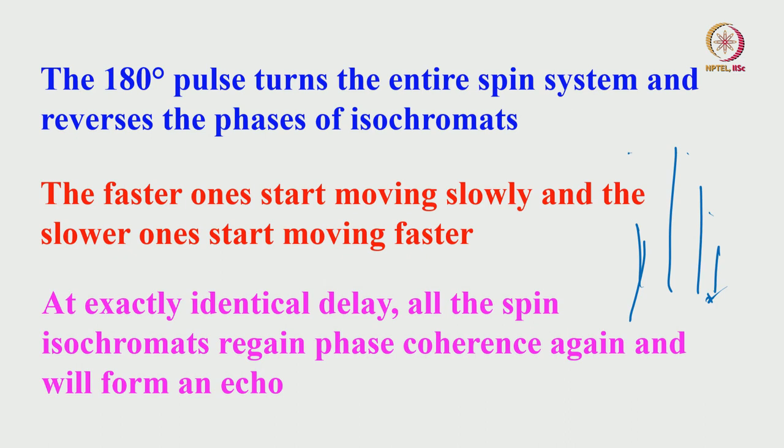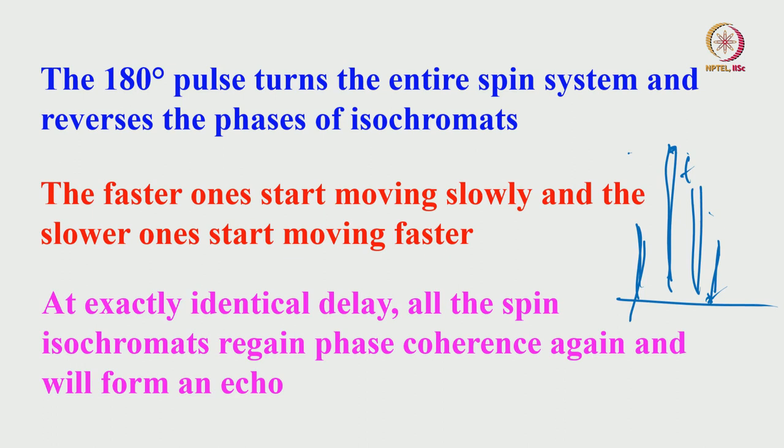Ask them to continue running back with the same speed. Because their speed will be identical, this fellow moved this much in time T, and after time T, when he is asked to come back, in the same time T he will come back here. He will also come back here. All the spin vectors, which started from a particular place, will come back to the same place. This is what is called an echo.